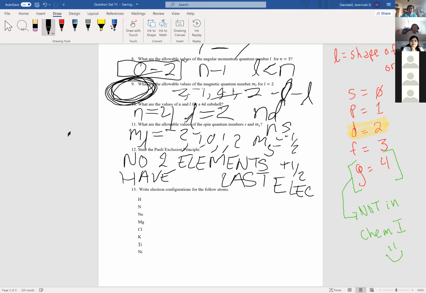No. No, right? So that's what Pauli's exclusion principle literally is. No two elements can have the same last electron, basically. And if you want to be even more specific about that, no two electrons within the atom have the exact same quantum numbers. There's always going to be one of their values that is different from the other, no matter how similar they seem.